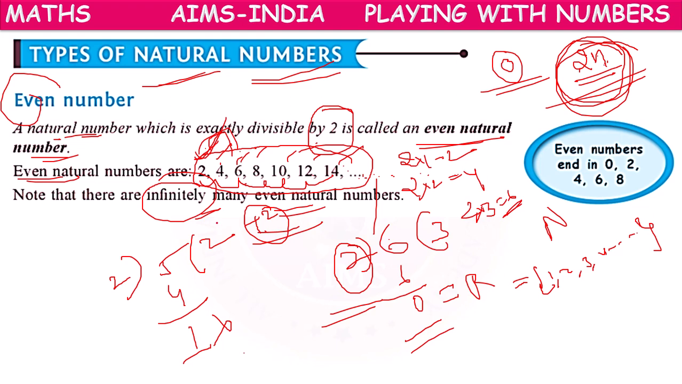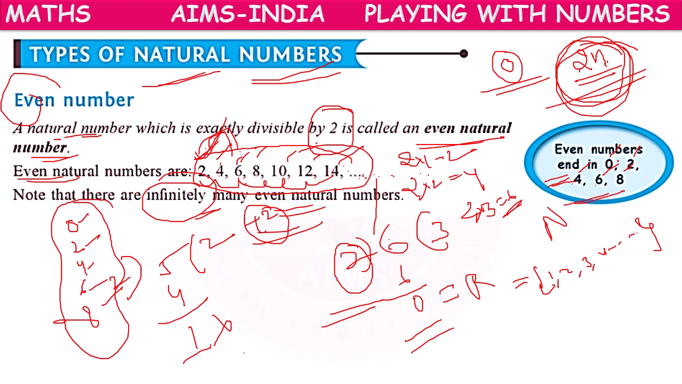So all the even natural numbers end in their last digit with either 0 or 2 or 4 or 6 or 8. So how to find an even number: if in its ones place we have 0, 2, 4, 6, 8, then without dividing by 2, directly we can tell. By observing its units place digit, we can tell it is an even number. If the unit digit has any one of 0, 2, 4, 6, 8, then it will be an even number. But 0 is not an even natural number.